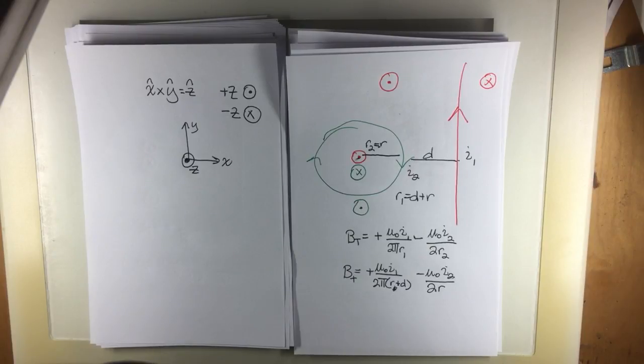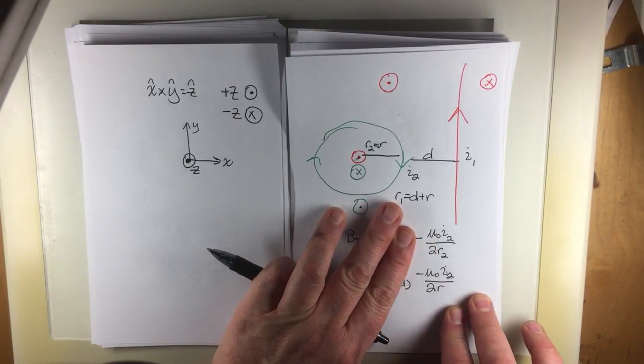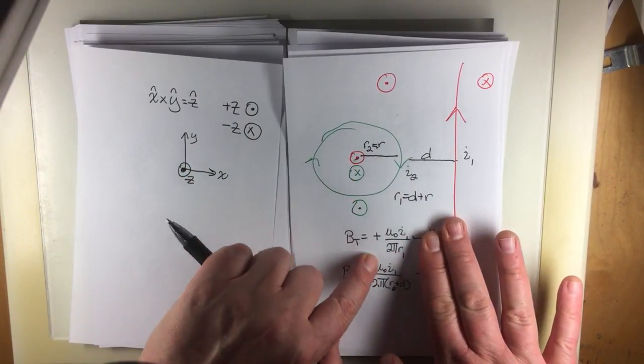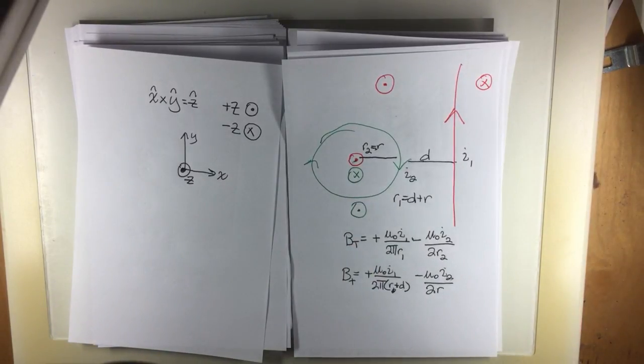If I said, what is the B field only of the circle, it would just be this. If I said, what's the B field only from the wire contribution at that point, it would only be that. What's the total? Put the two together.